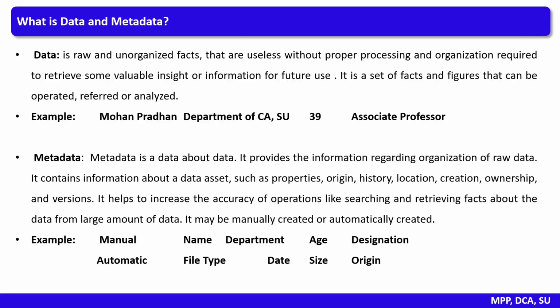Here, it is to be understood that the attributes of metadata can be manually as well as automatically created. For example, name, department, age, and designation can be manually associated with the data, whereas file type, data type, size, and origin can be automatically associated with the data.